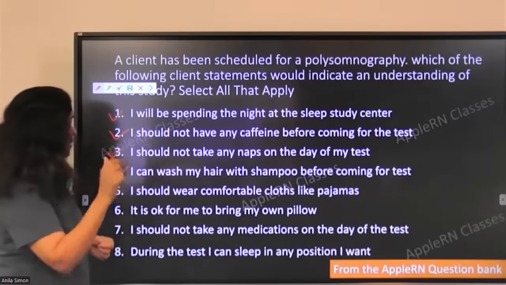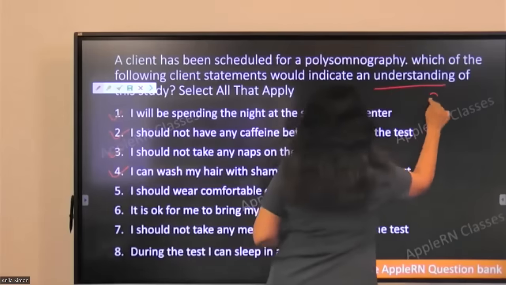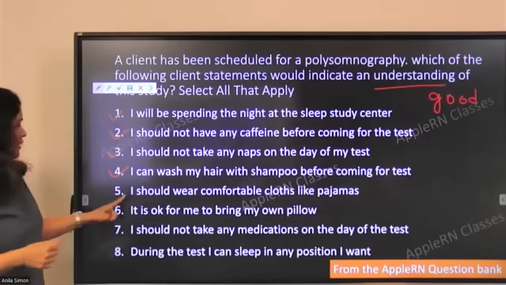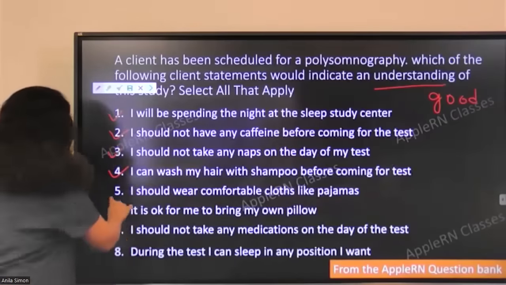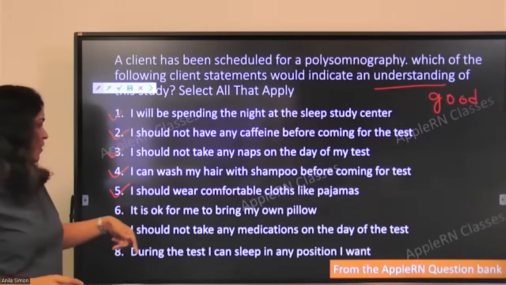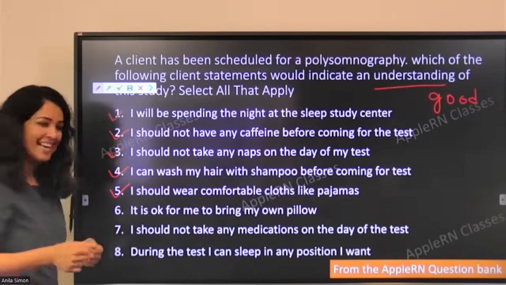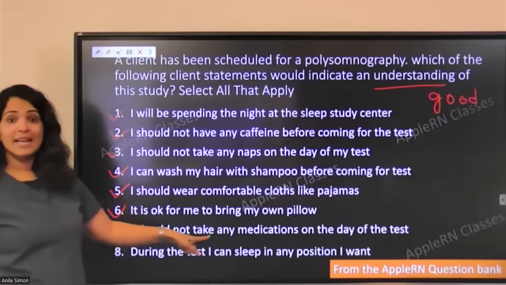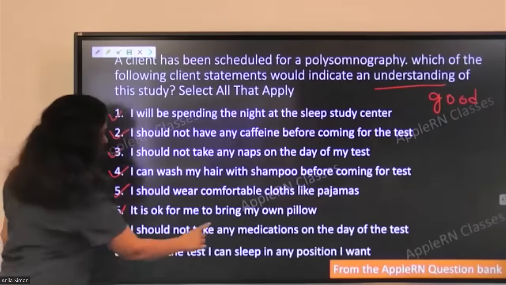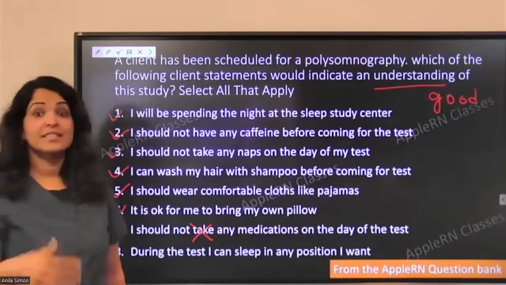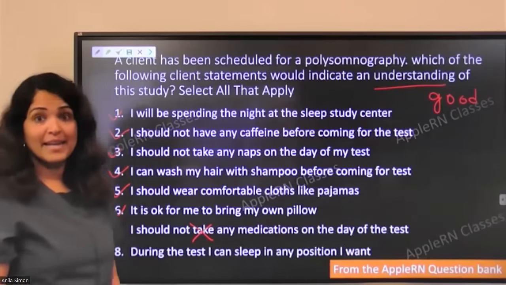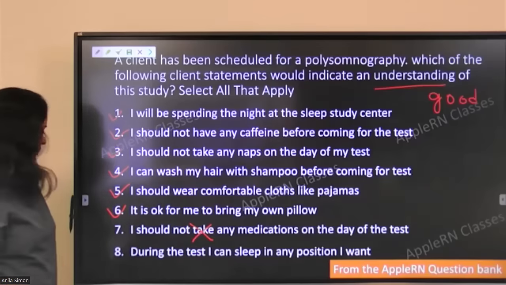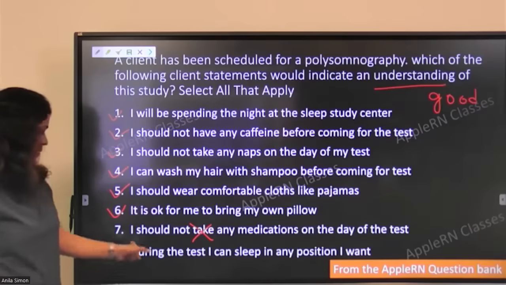So this is good. We are looking for understanding. I should wear comfortable clothes. Yes, you can wear your PJs. It is okay for me to bring my own pillow. Yes, that's fine too. I should not take any medications. That's not okay, because they should actually take scheduled medications, and that's why we are not selecting that. During the test, I can sleep in any position. Yes.